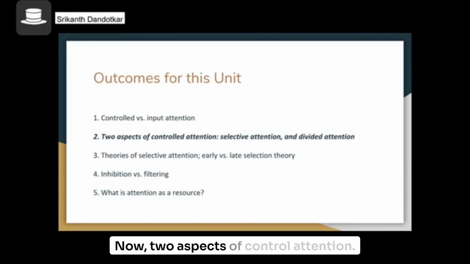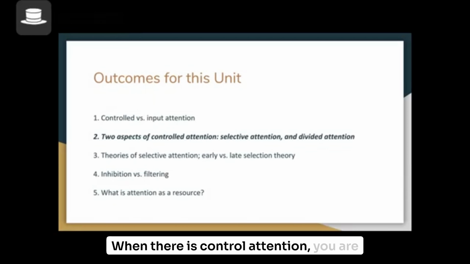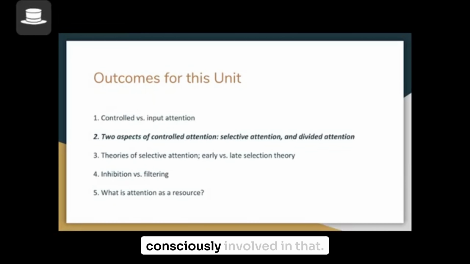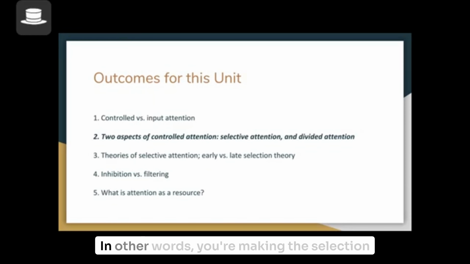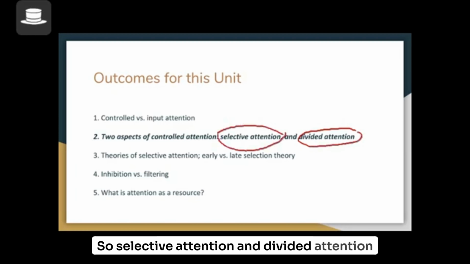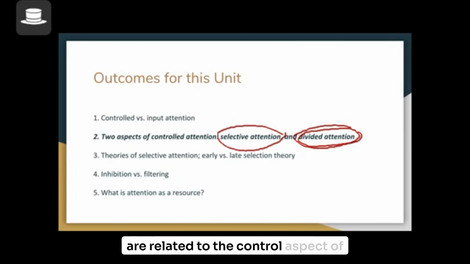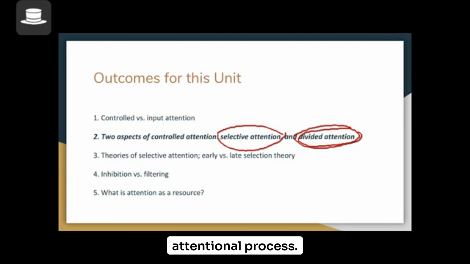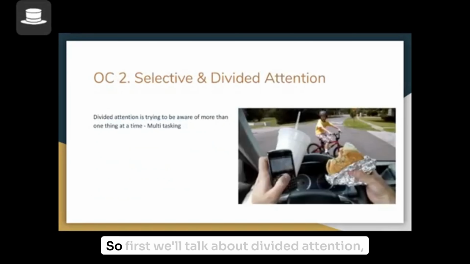Now, two aspects of controlled attention. When there is controlled attention, you are consciously involved in that. In other words, you're making the selection or deselection. Now, there is another possibility, which is called divided attention. So selective attention and divided attention are related to the controlled aspect of the attentional process. And that's what we'll talk about now. First we'll talk about divided attention, then we'll talk about selective attention.